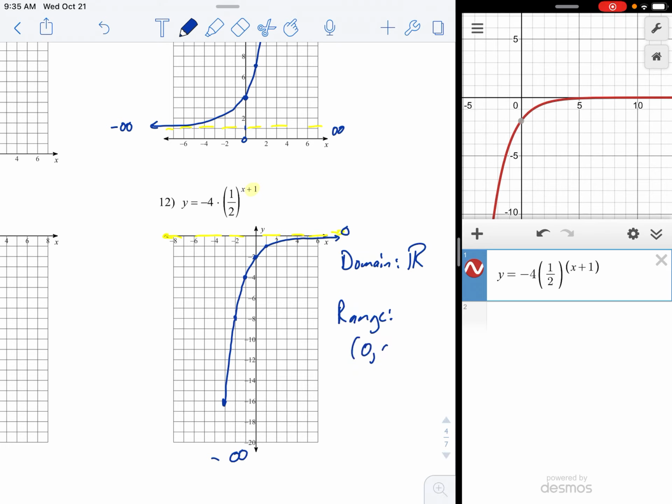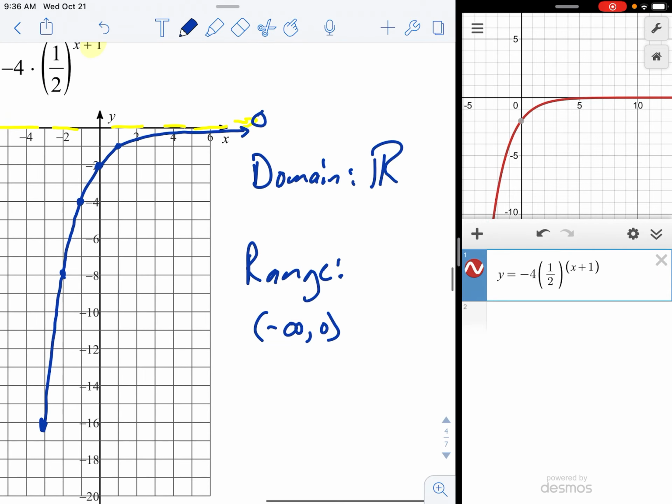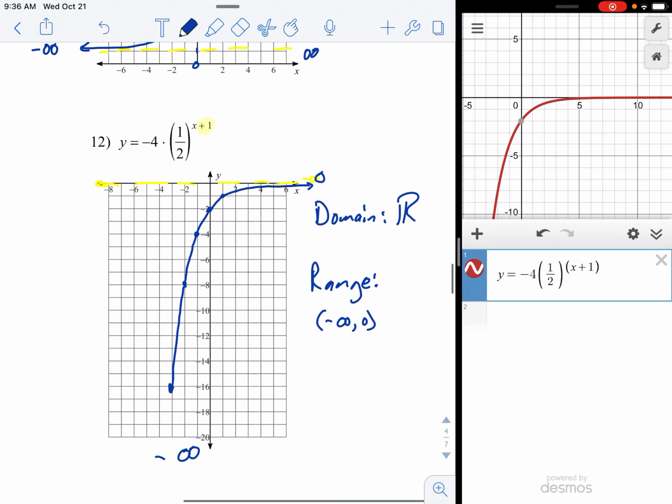So 0 to -infinity. No, that's wrong. What I just wrote is wrong, but I did it on purpose. I really did, because a lot of students do this. When you do this notation, you have to have the smaller number here, the larger number there. 0 is not smaller than -infinity. -infinity is smaller than 0. So -infinity to 0 is the right way to write the range.